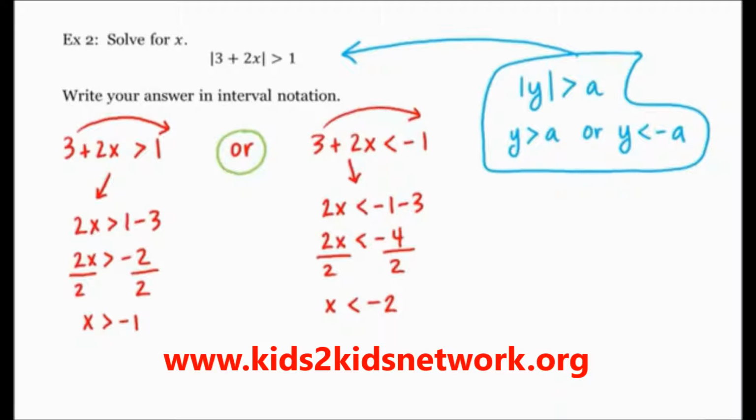Let's look at this on the number line. Let's say that this is -2 and this is -1. Greater than -1, we do not want x to equal -1, so we put an open circle. Greater than, we go to the right. X less than -2. Again, we put an open circle because x cannot equal -2. Less than, we go to the left.